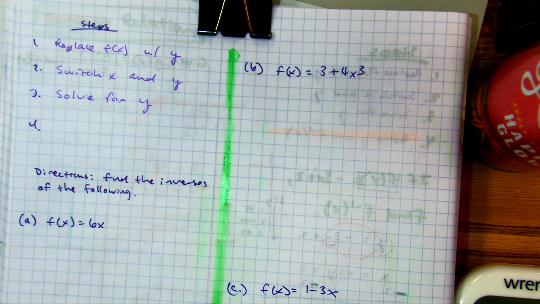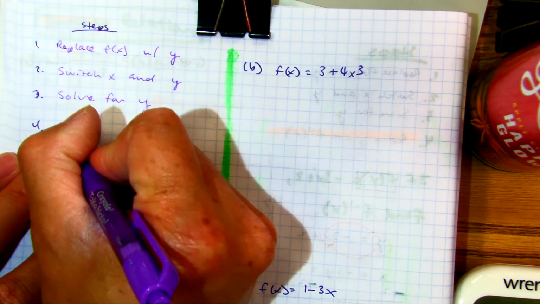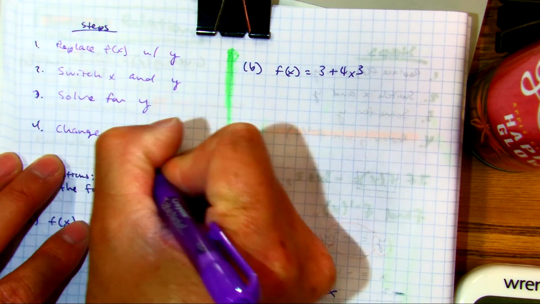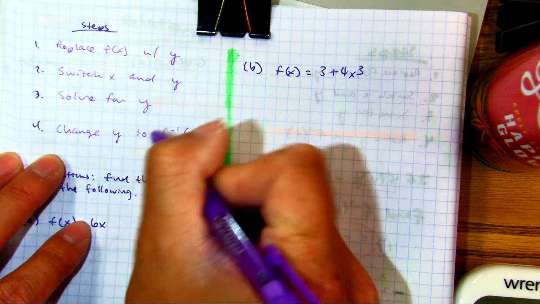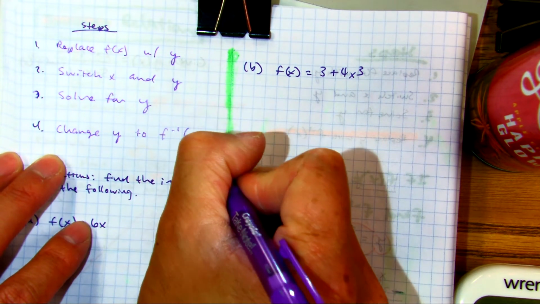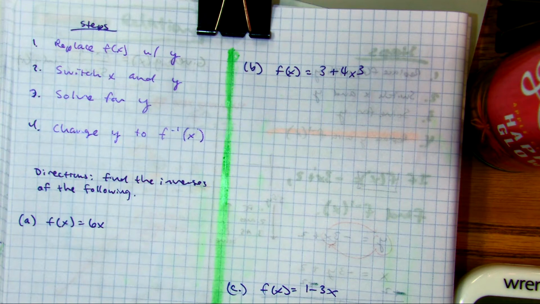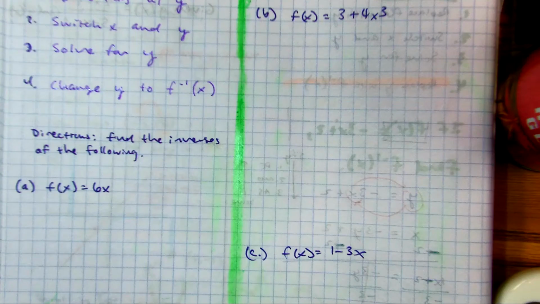Kayla, step number 4. Change x plus y to f of -1x. Change y to the inverse of f.